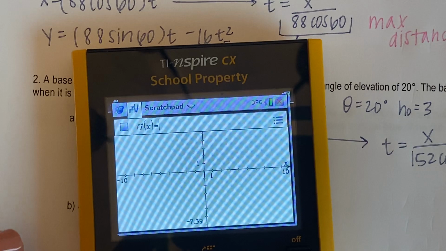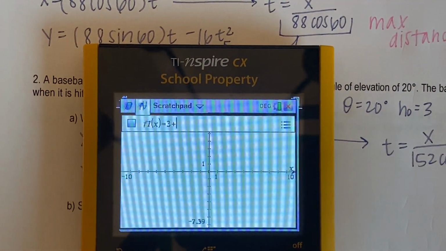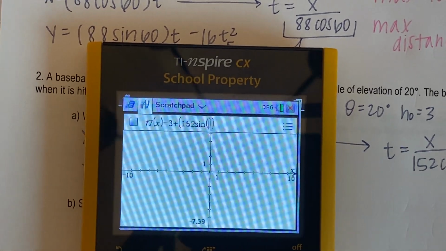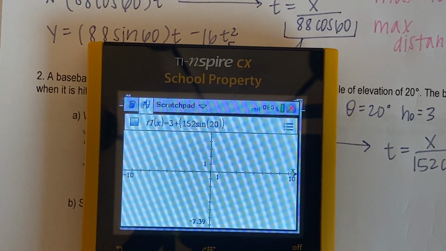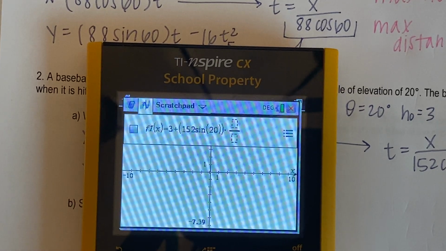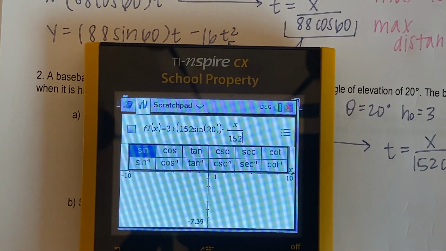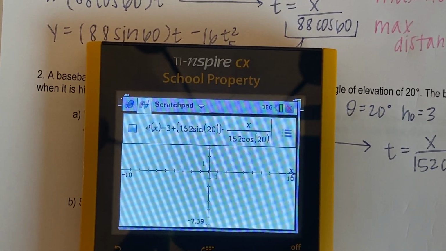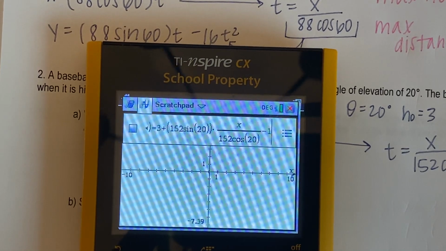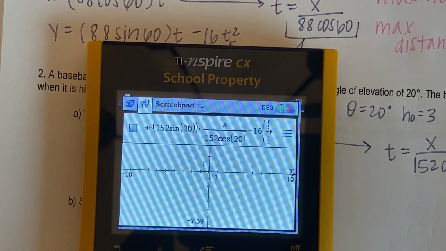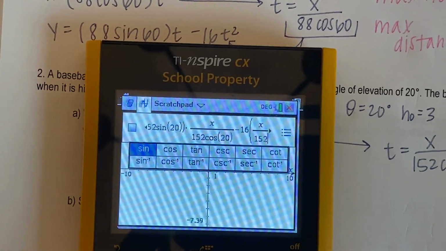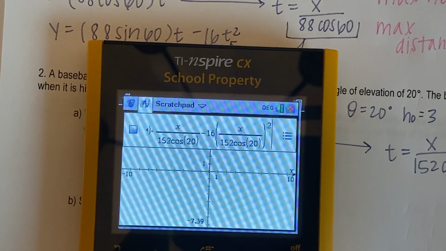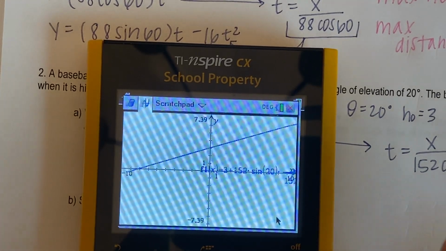So I'm going to start with my 3 plus 152 sine of 20. Now we're doing times t, so I'm going to force that fraction. So the 152 cosine 20 on the bottom, minus 16, then use parentheses. And don't forget to square outside your parentheses. Okay, so we're gonna zoom out.